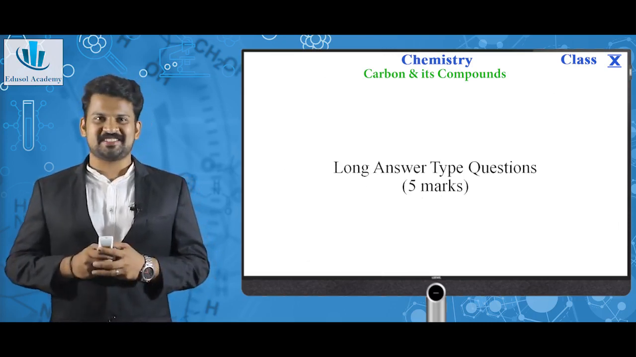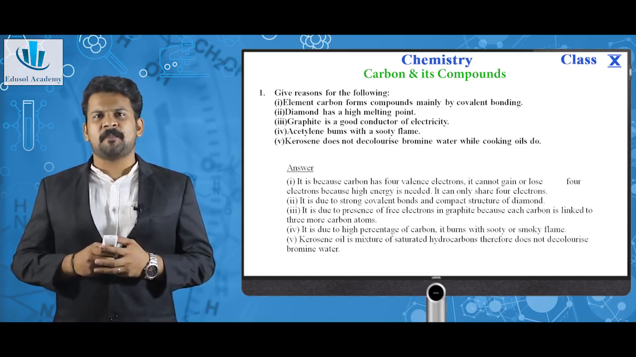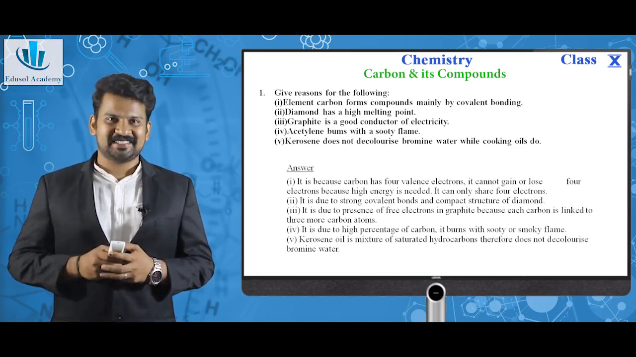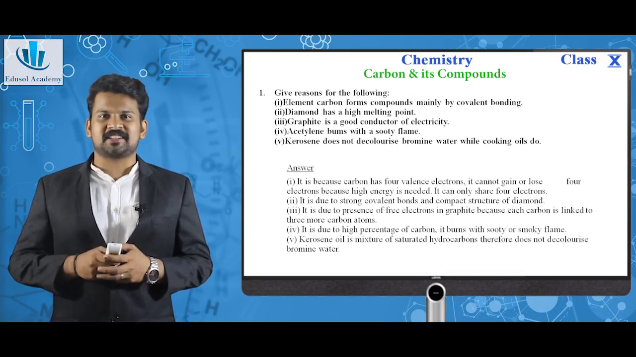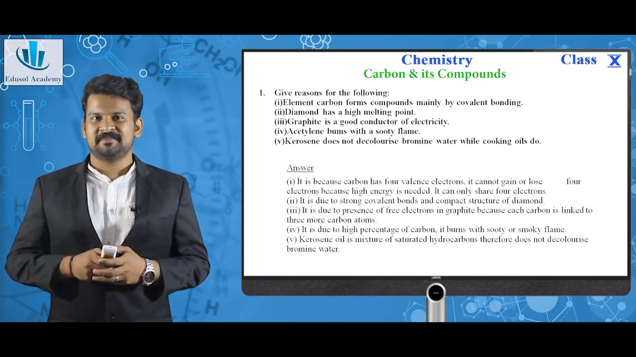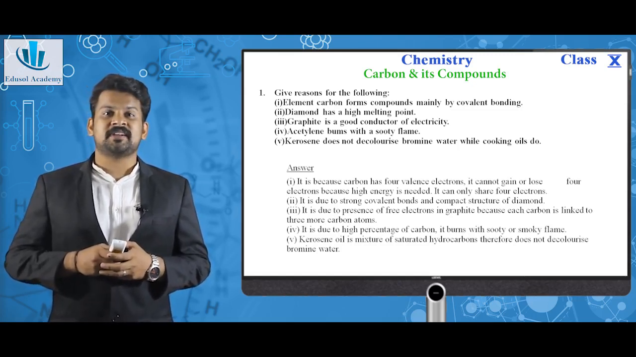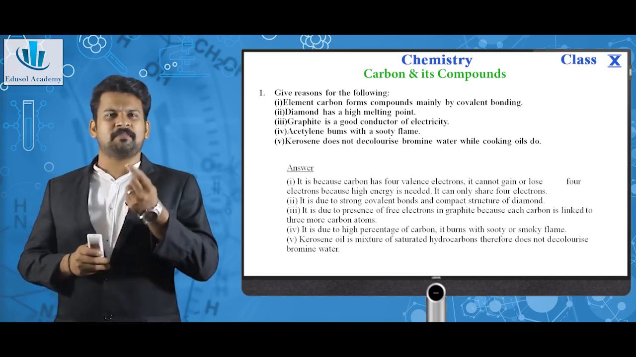5 marks questions. Give reason for the following. Element carbon forms compounds mainly by covalent bonding. Diamond has a high melting point. Graphite is a good conductor of electricity. Acetylene burns with a sooty flame. Kerosene does not decolorize bromine while cooking oils do. Let's answer one by one.